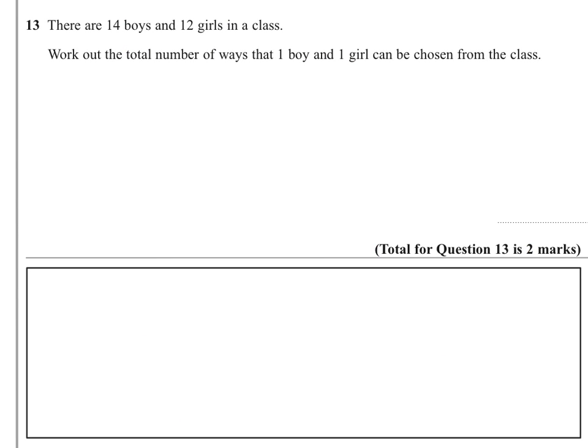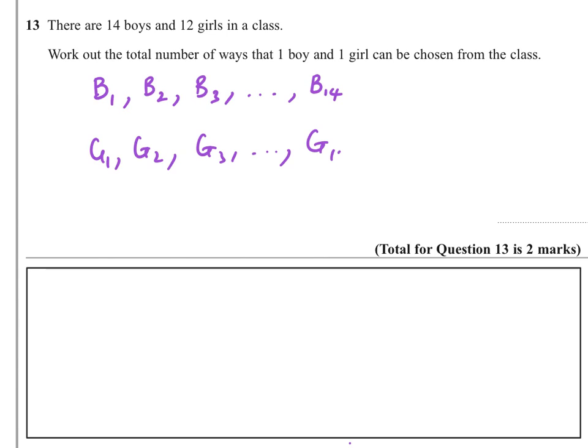Question 13. There are 14 boys and 12 girls in a class, and you've got to work out the total number of ways that one boy and one girl can be chosen from the class. I don't like this question, having just seen it, but I'll try and we'll see. It's probably really easy. I'm going to label these B1, B2, B3 and so on, up to B14 for the boys, and then G1, G2, G3 up to G12 for the girls.